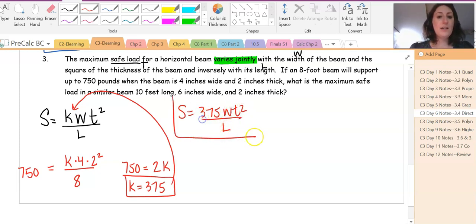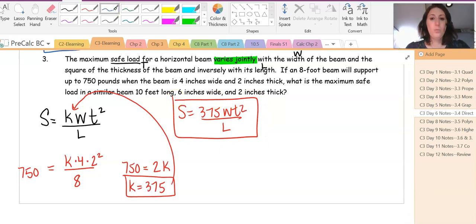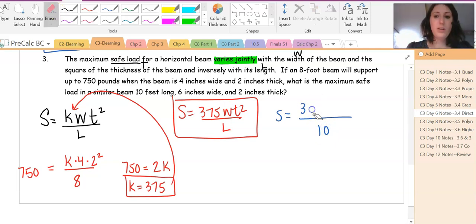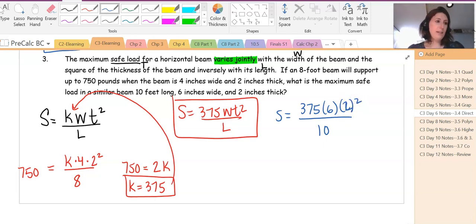Okay, so now here's the equation that we're working with, and then we can plug in these new values. So what is the maximum safe load in a similar beam 10 feet long? Changing my constant. 6 inches wide, 375 times 6 times 2 squared is 4, divided by 10, and I'm getting 900. So your safe load is 900 pounds.